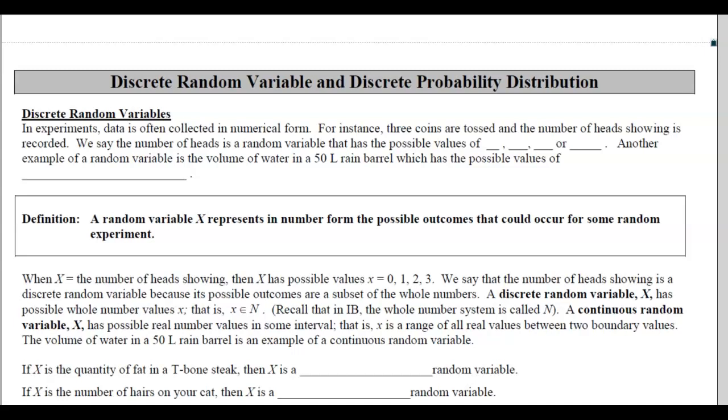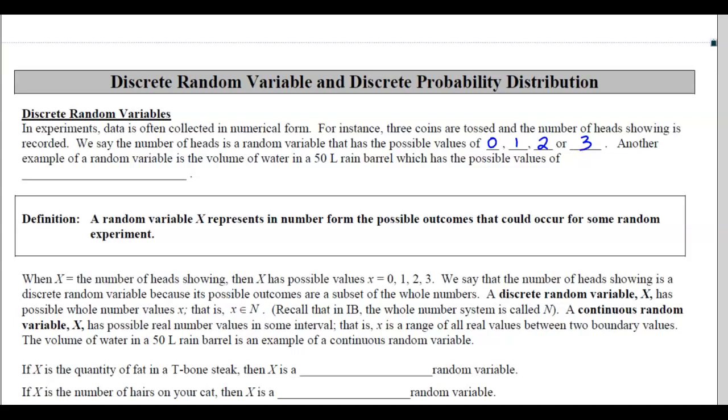There's no way you can change it or predict what's going to happen. So it has possible values. When you toss those 3 coins, you might have 0 heads, you might have 1, you might have 2, or you might have 3. There's 3 coins. When you're talking about the number of heads, then there's 4 possible values.